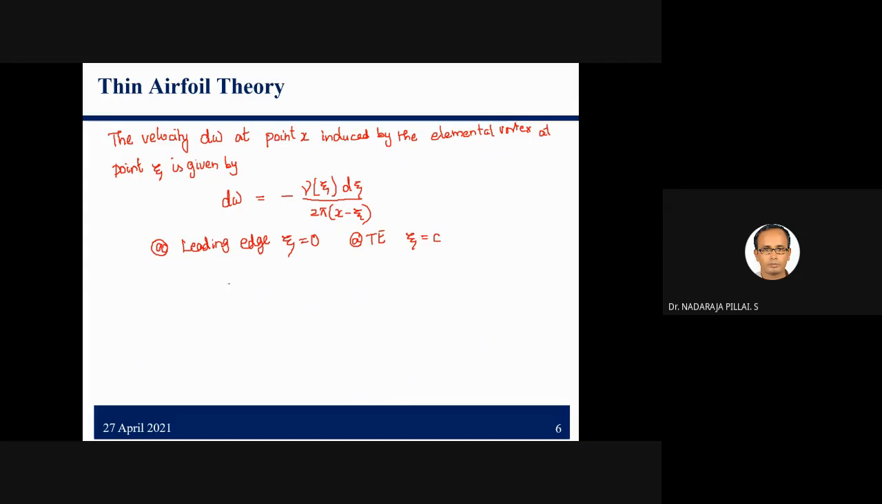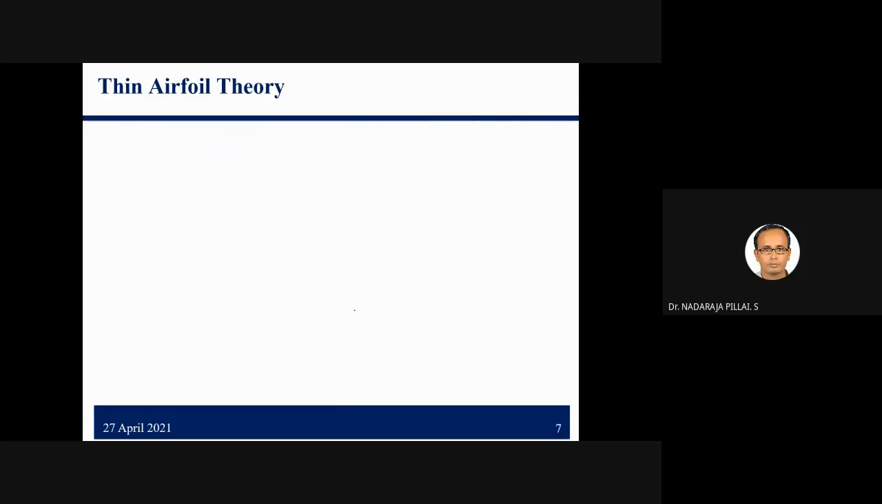So I integrate it for the whole chord length, and I write it as w of x equal to minus integral 0 to c gamma of zeta into d zeta by 2 pi into x minus zeta. Right? So we have arrived at w of x.